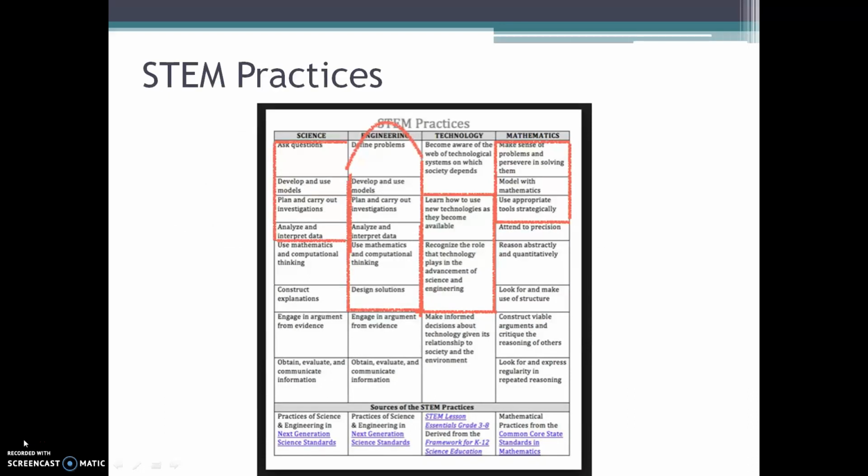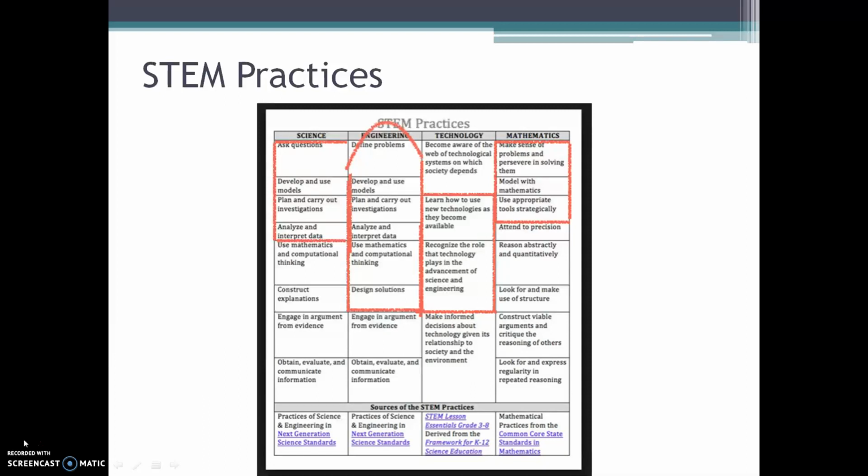STEM practices. I thought my activity incorporated many practices, as you can see. In the science category, I had ask questions, develop and use models, plan and carry out investigations, and analyze and interpret data. In the engineering category, I had define problems, develop and use models, plan and carry out investigations, analyze and interpret data, use mathematics and computational thinking, and design solutions.